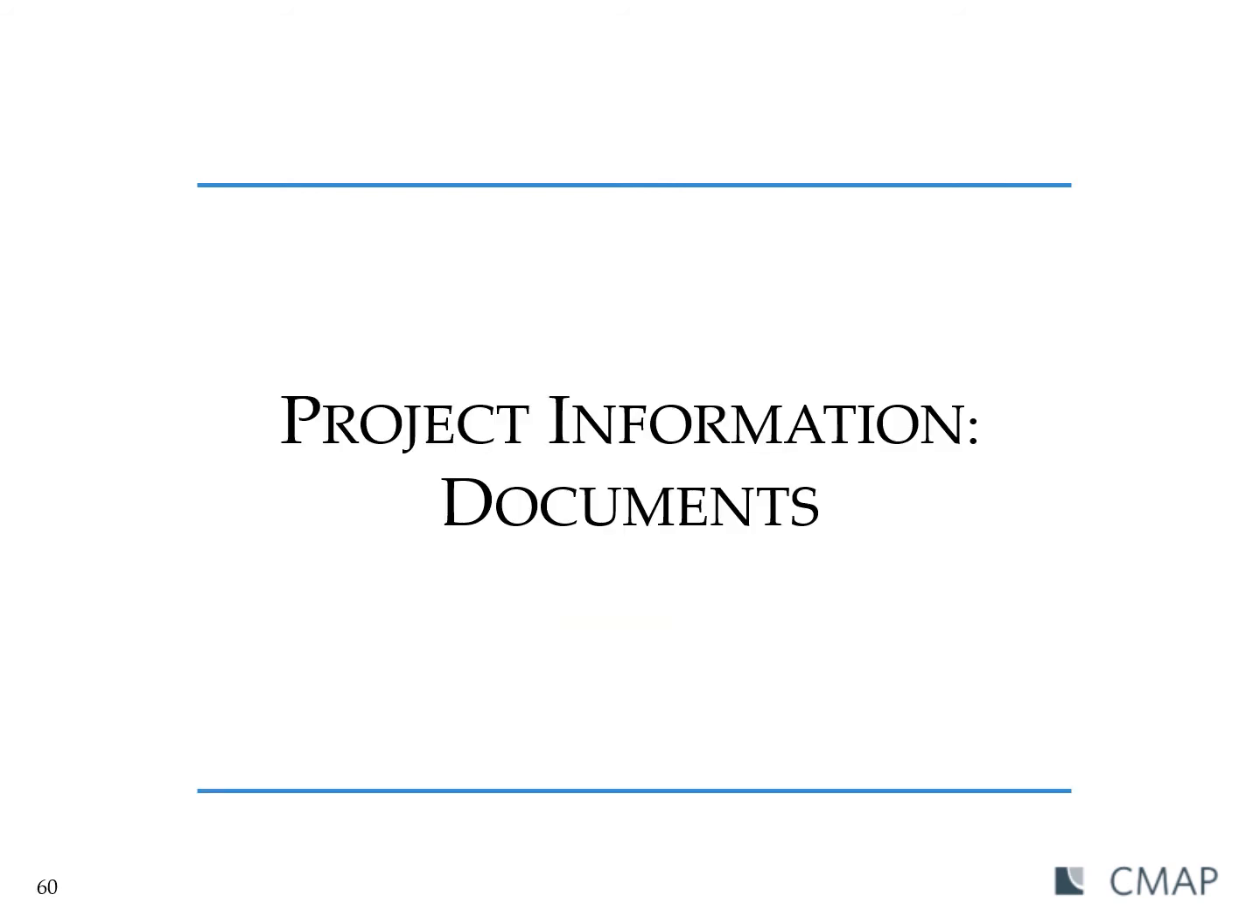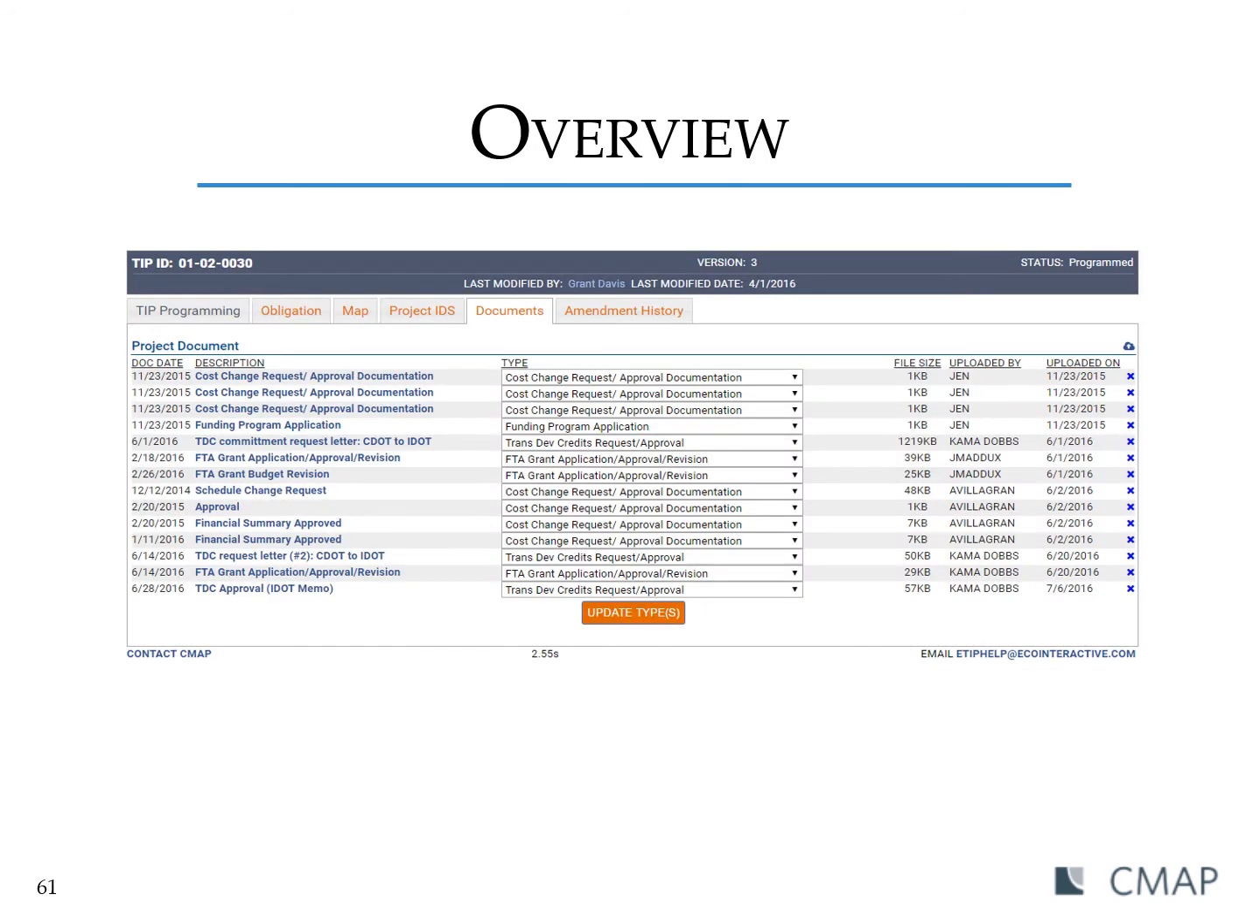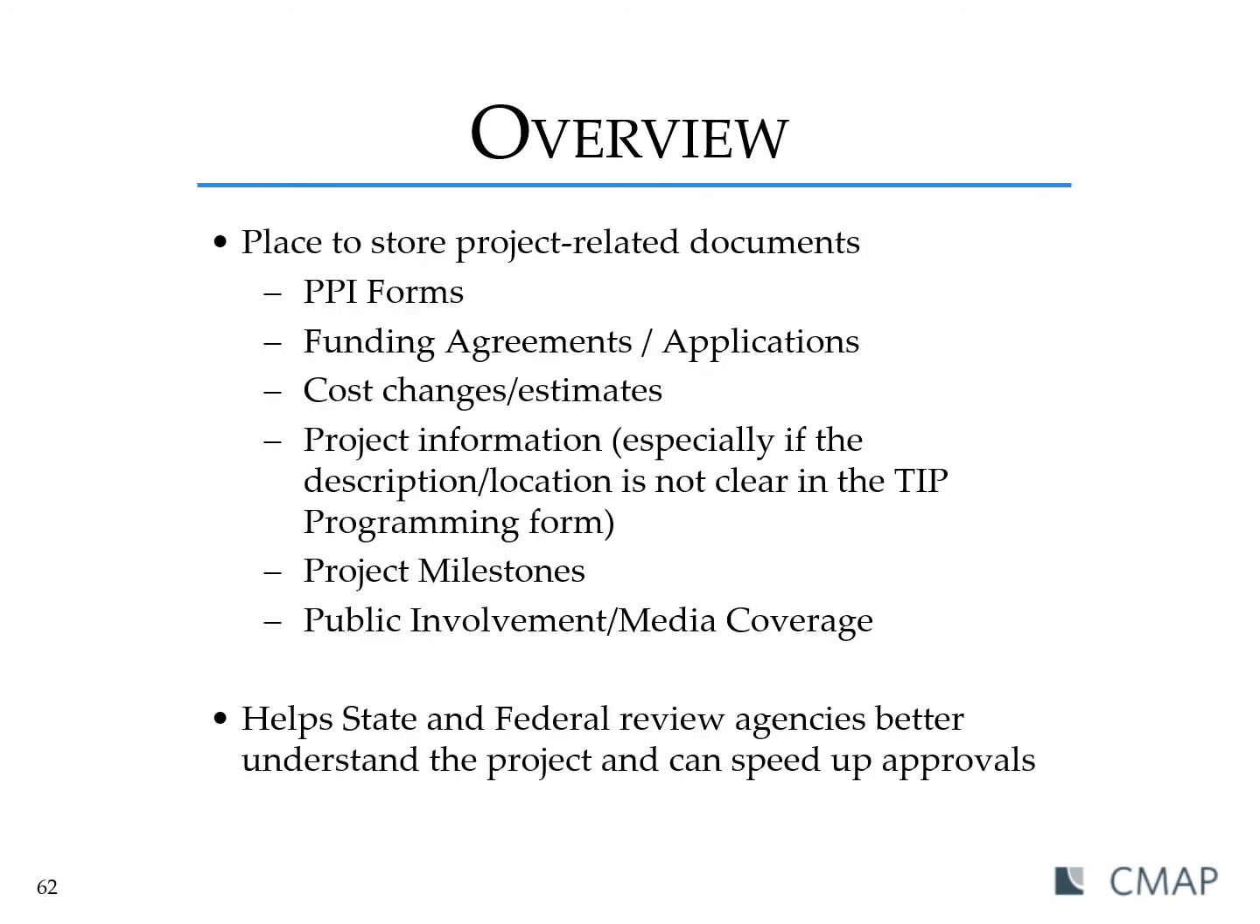So another very brief section here, just to walk you through the Documents tab. Here is what that looks like. This should be a place to store any project-related documents. So those might be PPI forms, any other project information, as well as public involvement or media coverage. Providing as much detailed information as possible may help speed up the state and federal approval process.